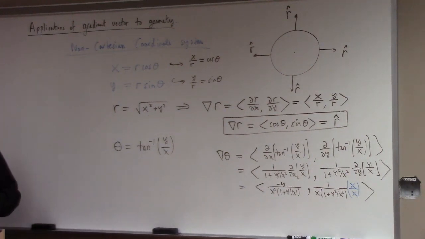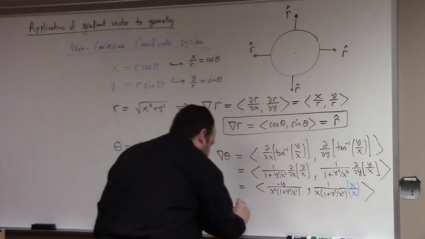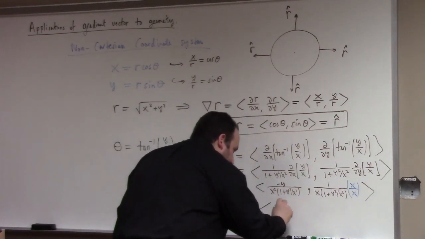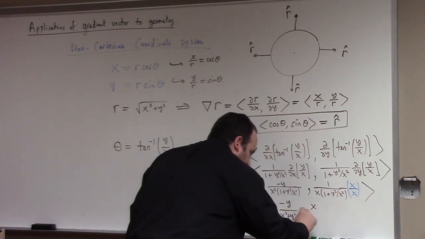See why I do that? I do that so that I get an x squared in the denominator, which clears out the y squared over x squared, and we get the following pretty nice formula. Minus y over x squared plus y squared, and this is x over x squared plus y squared.